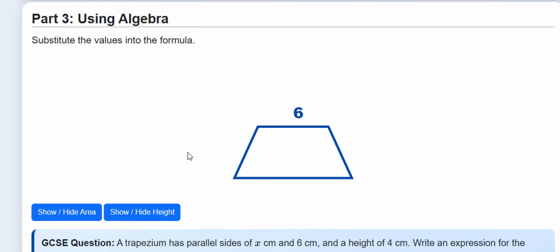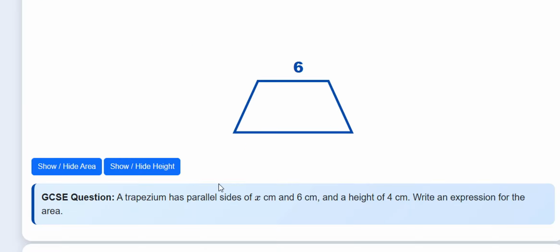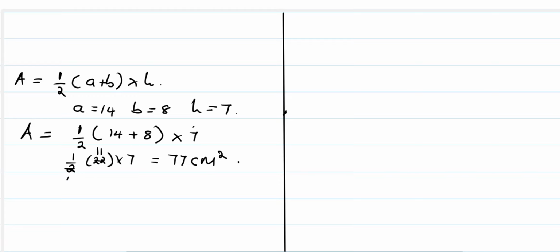Sometimes you can be taught to find the area using algebra. Like in this case, you are told a trapezium has parallel sides of x. So this side here is x, and the other one is 6 centimeters. So here is x, then b is 6 centimeters, and then a height of 4 centimeters. And then you are told to write an expression for the area. So of course, the area we are looking for is the region enclosed by the sides of the trapezium. That one. And from this information, we know our height. Let me clean the board first.